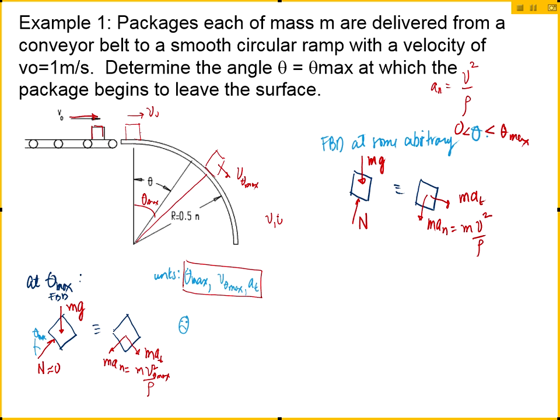So we need a relationship between v, theta, and a tangential, but what's a tangential? Is dv dt, right? So we really need a relationship between theta and v, that's it, right? Because a tangential is also related to theta. And where do we get that?